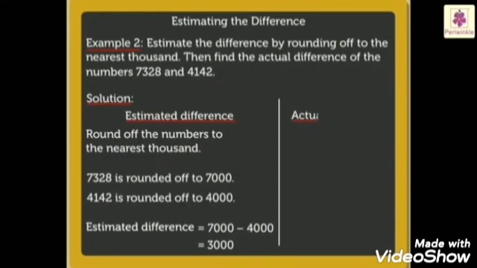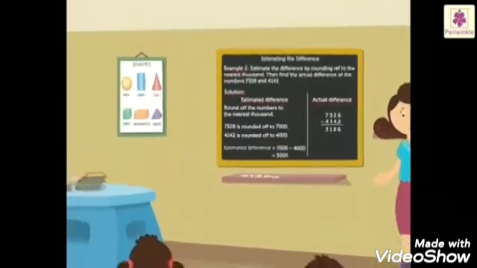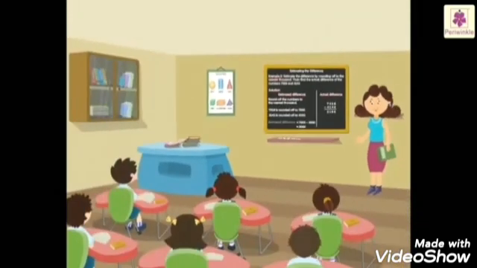Now, let us find the actual difference. So, 7,328 minus 4,142 is equal to 3,186. Kids, why not you all try solving a few examples on your own?